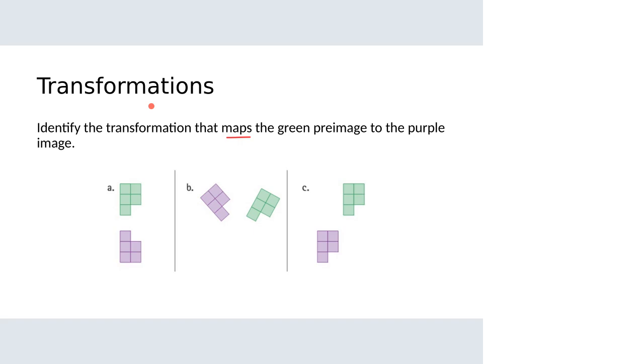Maps means it moved it. You know, it started out in the one place and it moved to the other. Pre-image. The green one is the pre-image. So that is where we started. And then the purple image, that's where we ended. So we started at the green pre-image and we mapped it and ended up with the purple image.